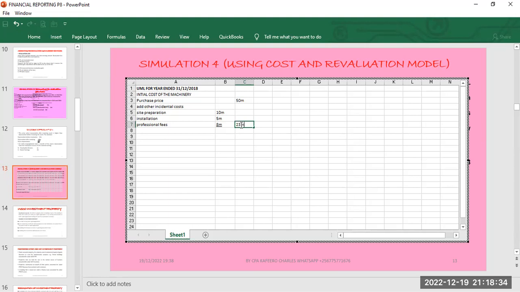23 million. And when we add this 23 million to the other 15 million, which is the purchase consideration, we shall be getting the total initial cost that was paid to acquire the asset at the acquisition date. The total initial cost of the machine is going to be the other one plus this one, which will give us 73 million.